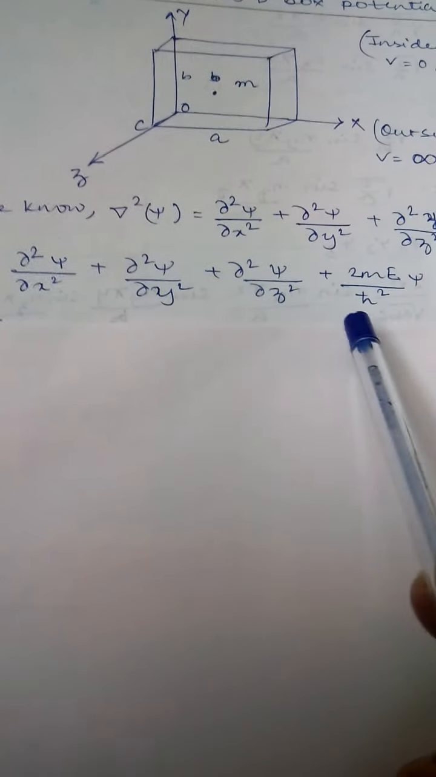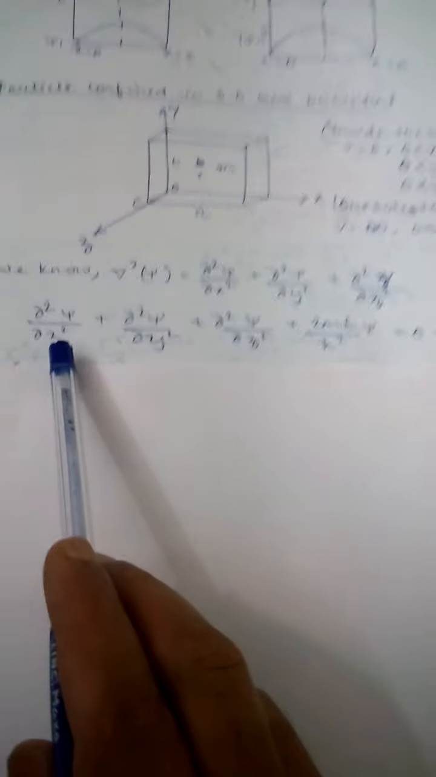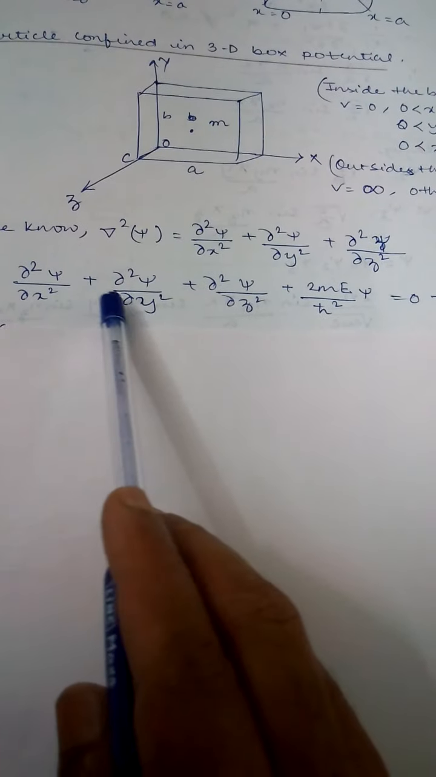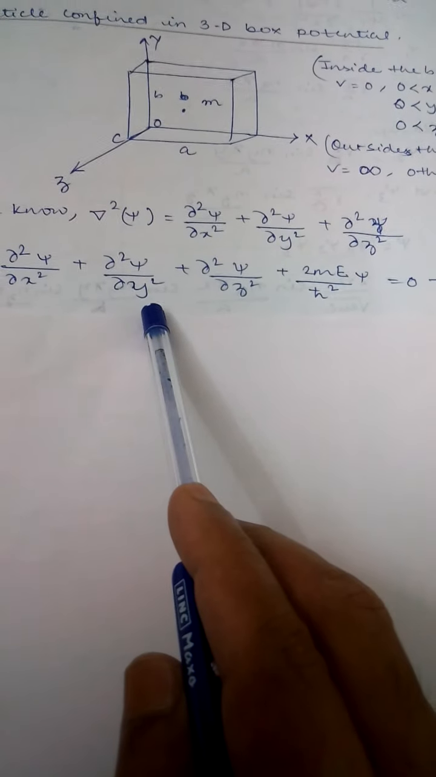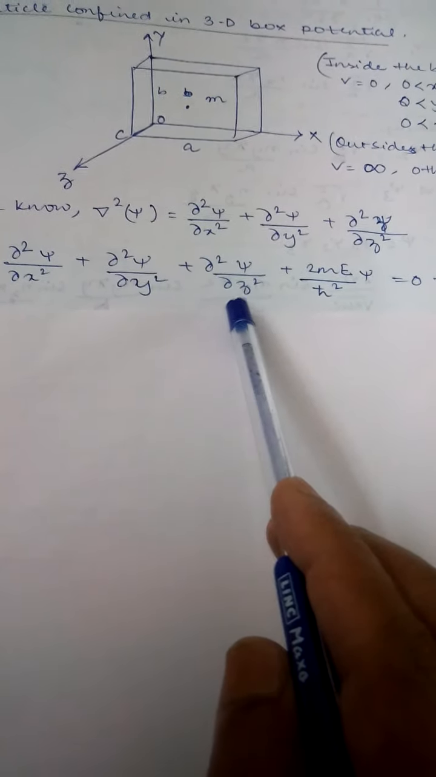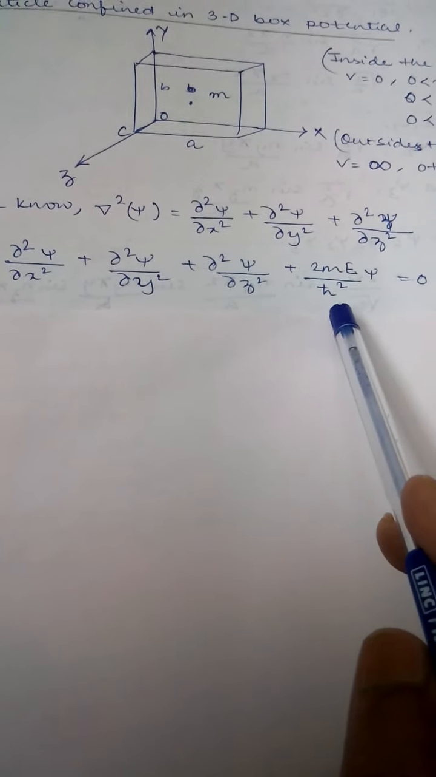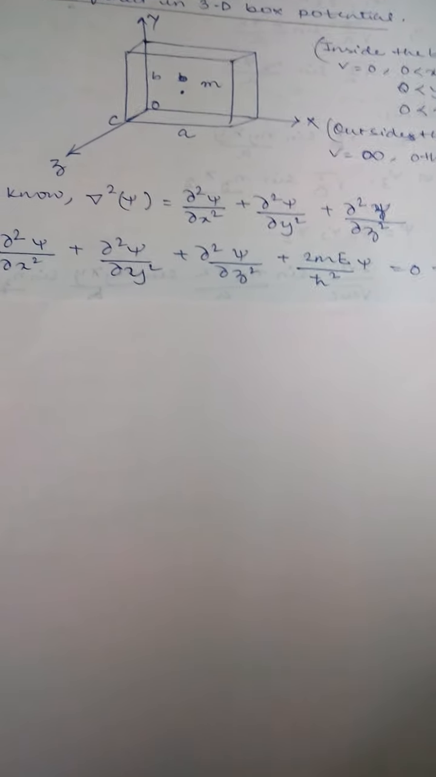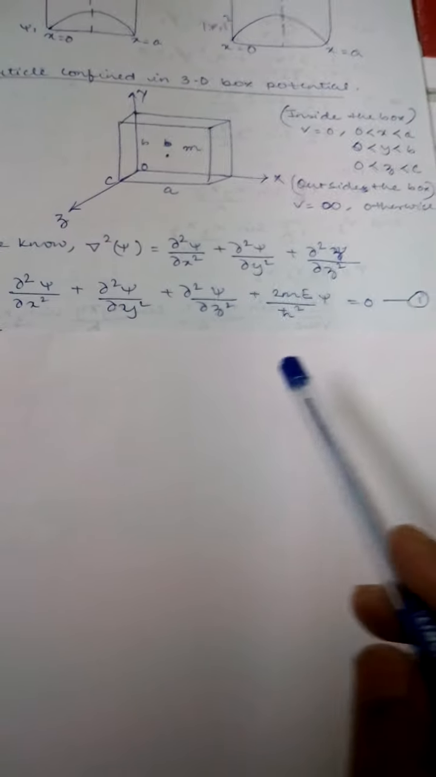So this is the Schrodinger wave equation in 3D for the present problem. Now we have to solve this differential equation, that is del square psi by del x square plus del square psi by del y square plus del square psi by del z square plus 2mE by h cut square psi equals to 0. Let it be equation number 1.